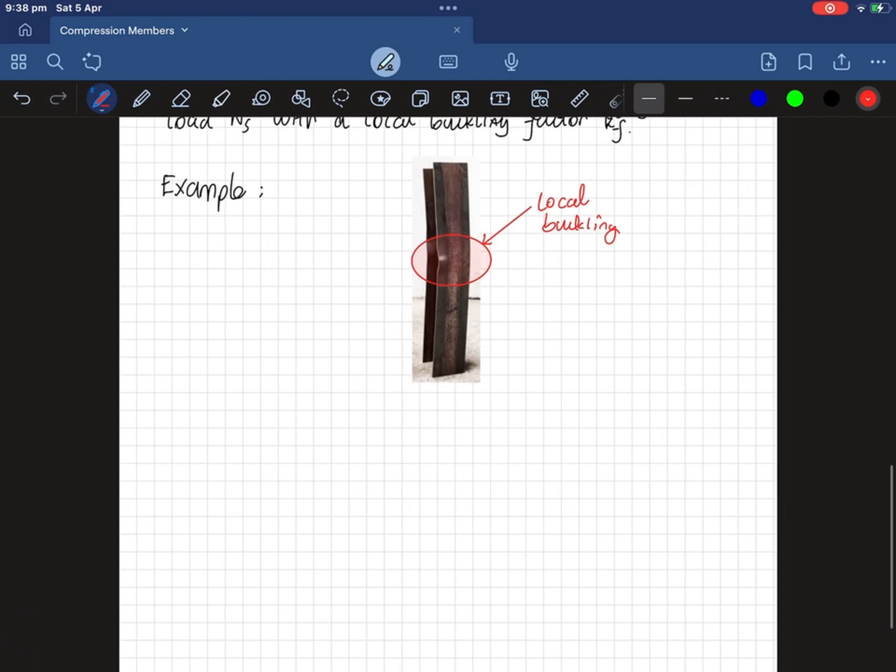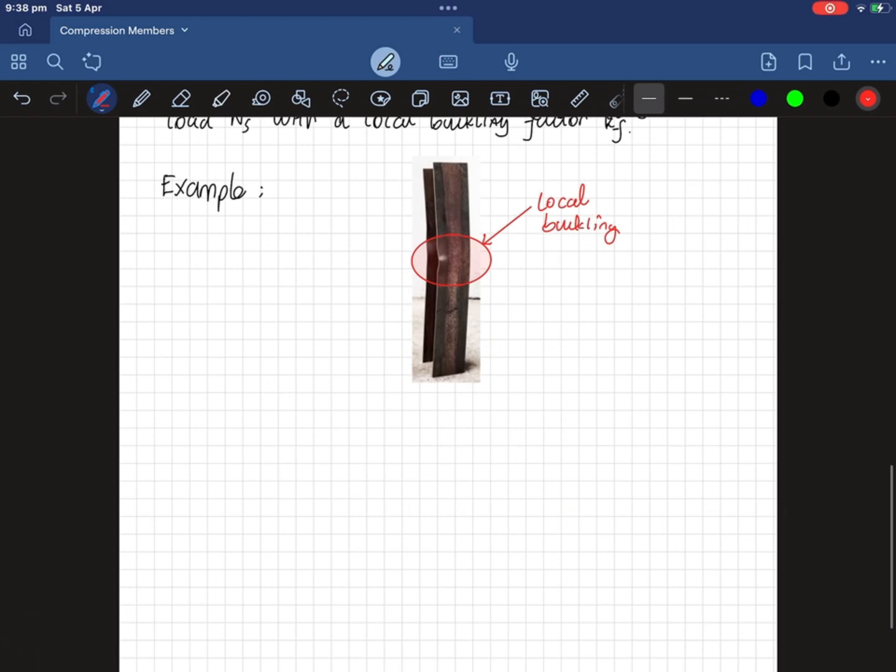Something to keep in mind is you need to check every single part of a compression member, like the flanges, the web, or any thin plate elements, because the whole cross section is under compressive force. That means everything is being squeezed together and not just a portion of it. This is different to members in bending, because in bending situations, only one side of the section is in compression and the other side is in tension. So in those cases, we typically only worry about the side that's being compressed.